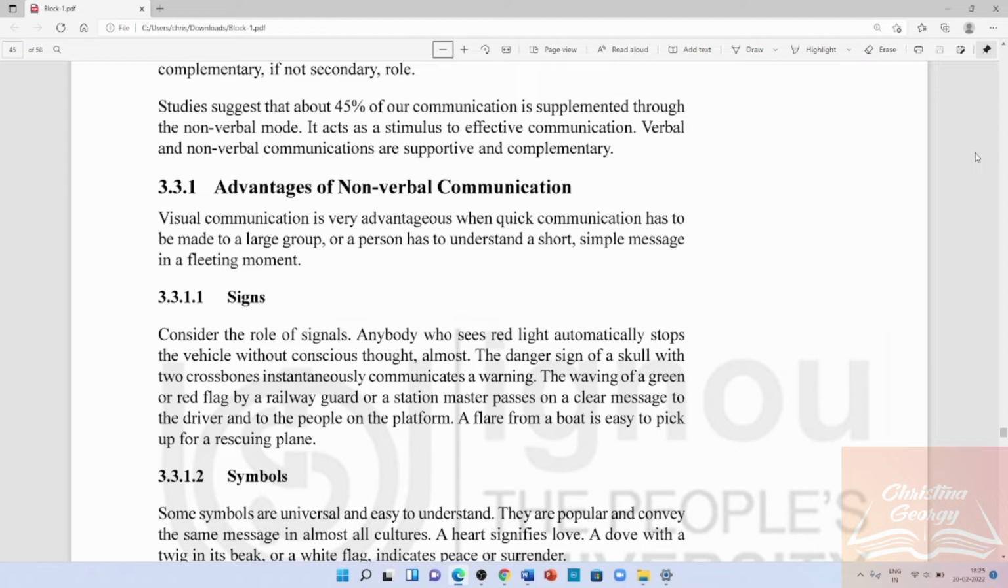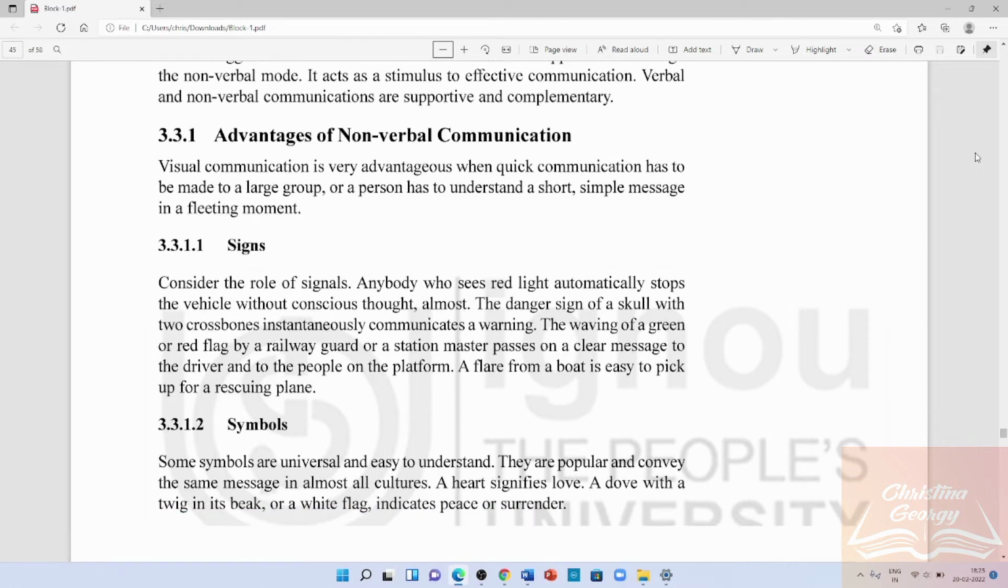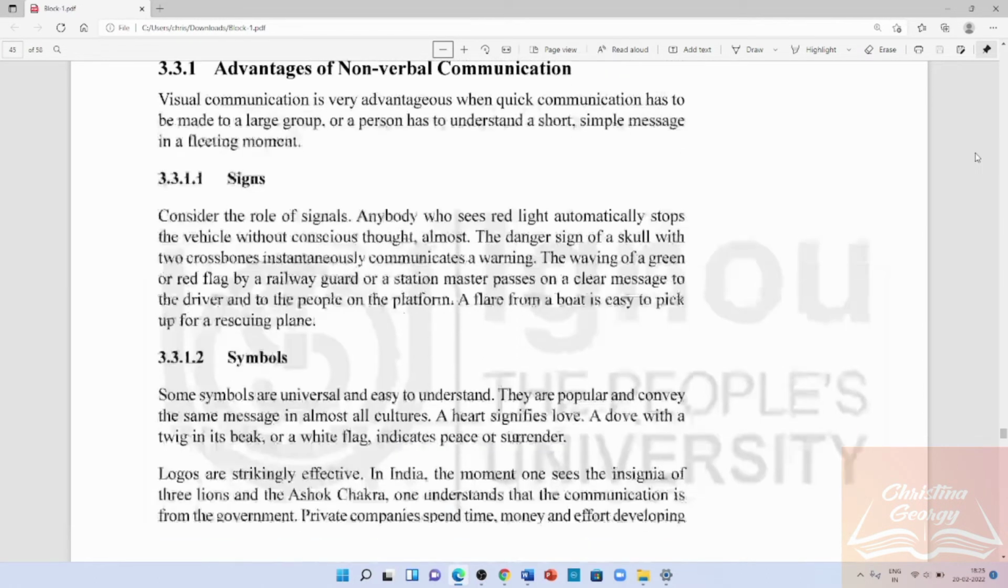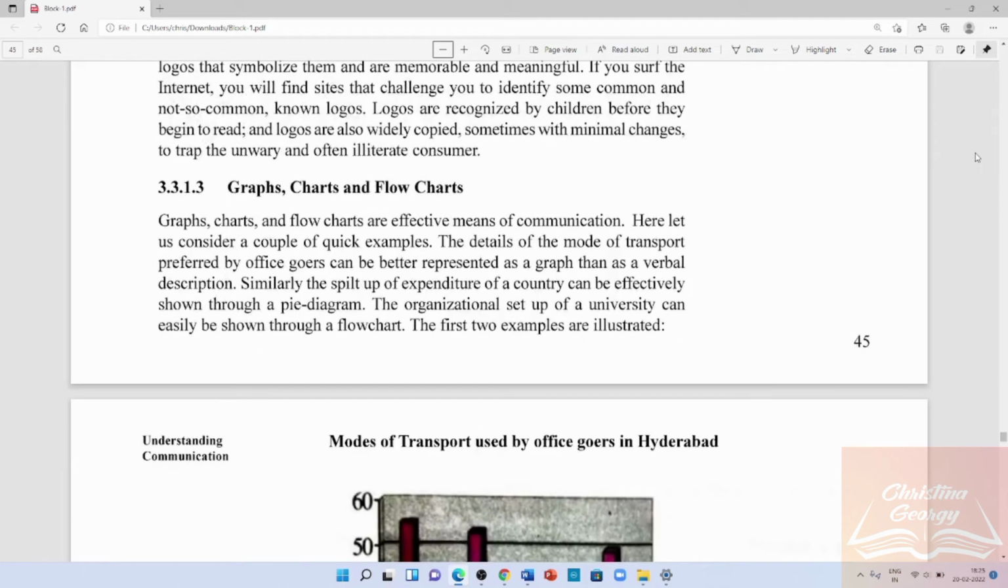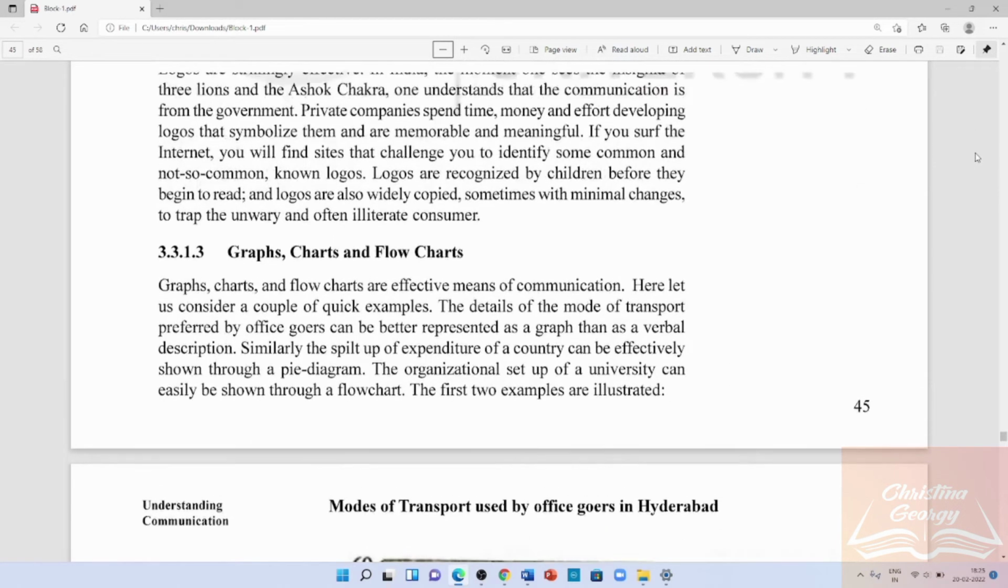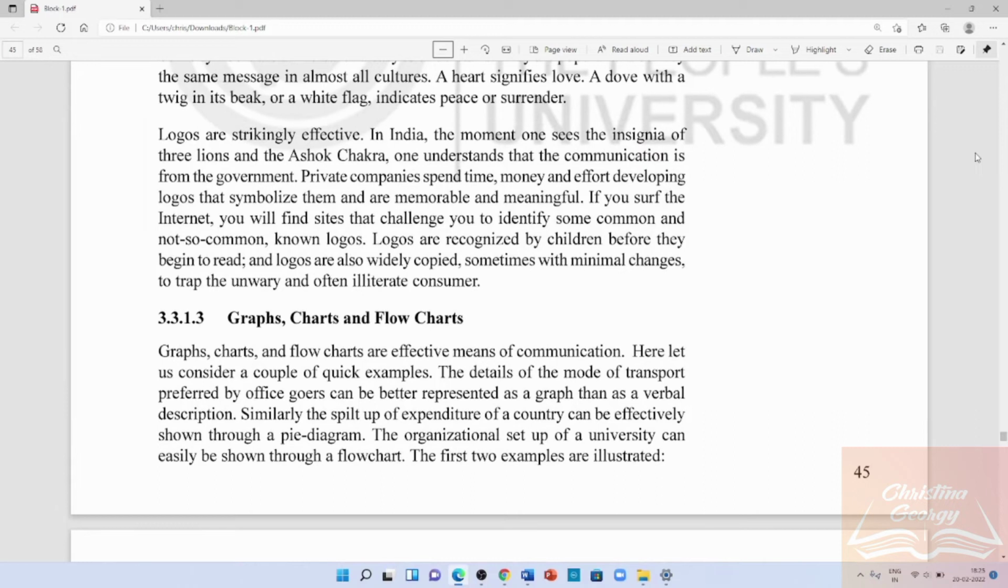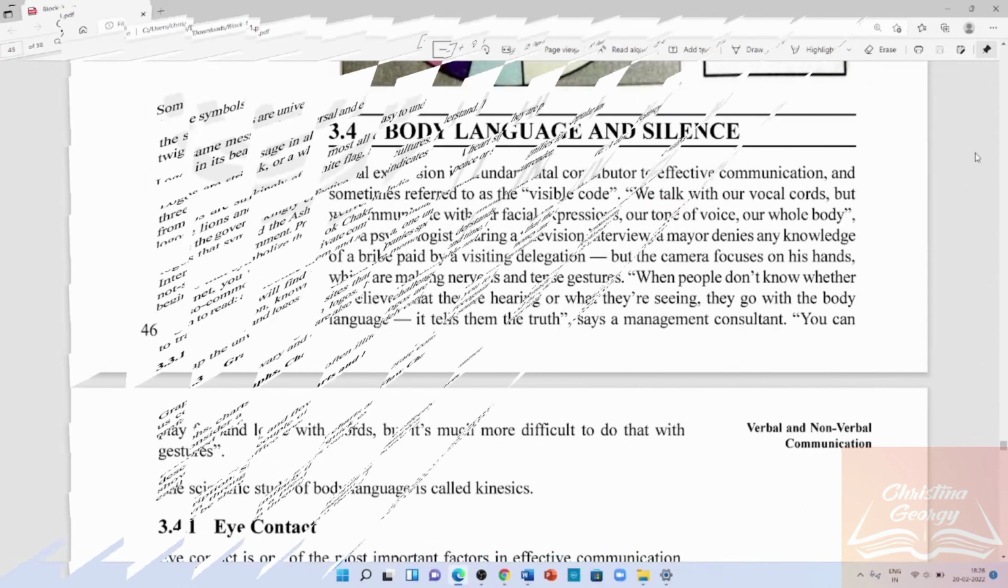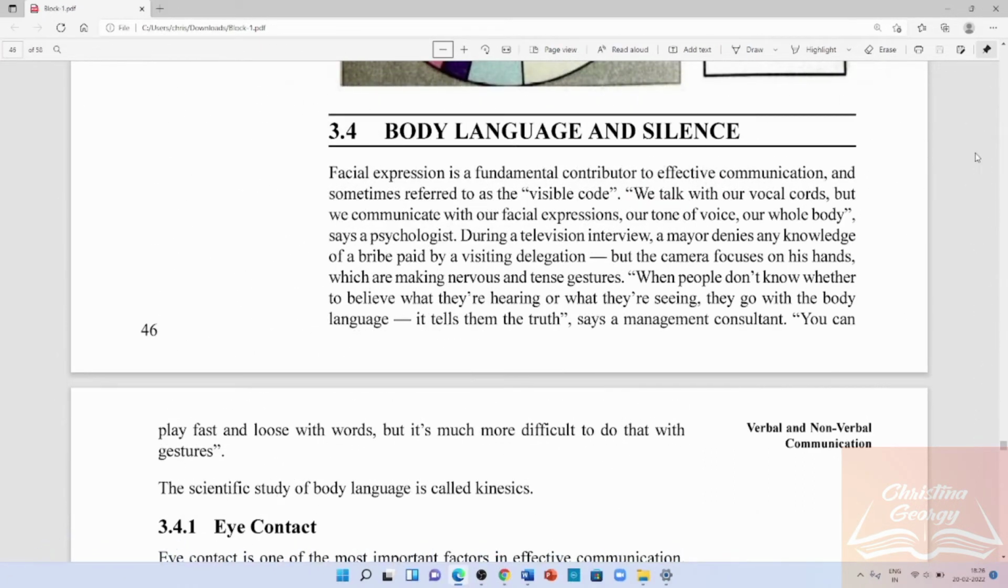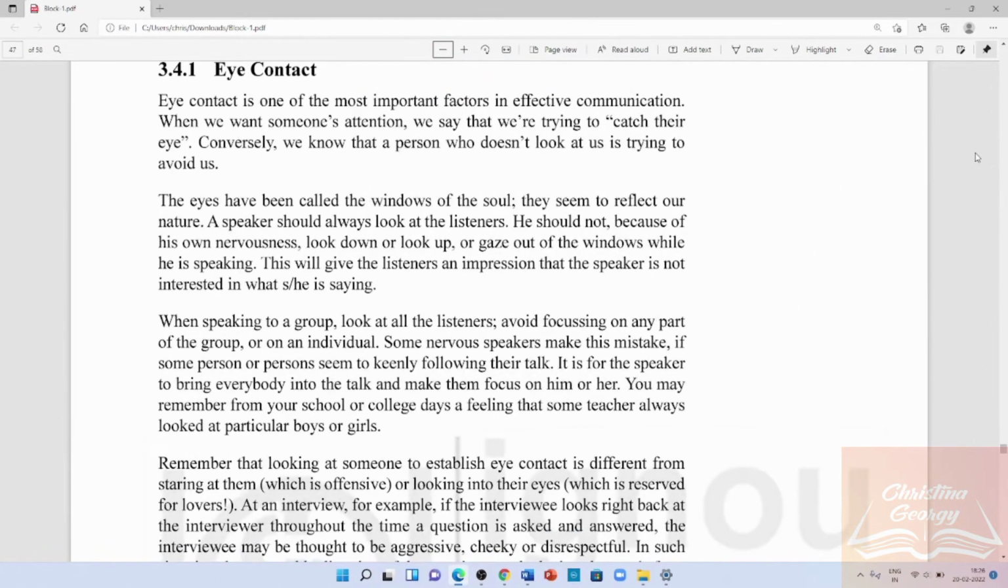Similarly, graphs, charts and flow charts also facilitate an easy understanding of a situation. For example, the details of the mode of transport preferred by office goers can be better represented by a graph than as a verbal description. As we know, facial expression is a fundamental contributor to effective communication.